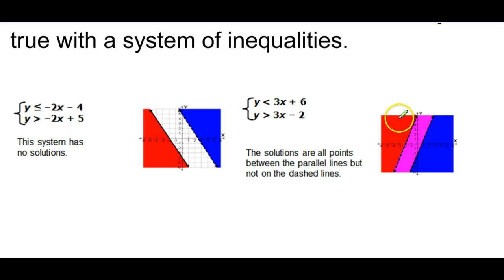Okay, over here, again, two parallel lines, same slope, different y-intercepts, only this time, this one was less than, which is going to be all of this area down here. This one was greater than, that's going to be here. And so the solution will be this purple value in the middle. That's it.